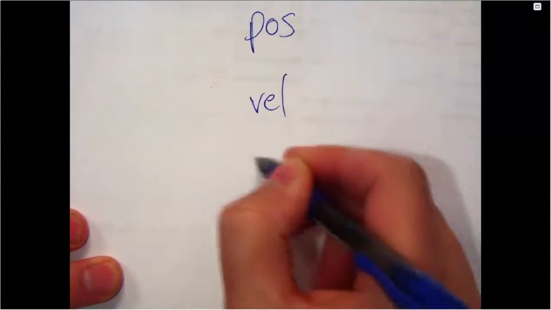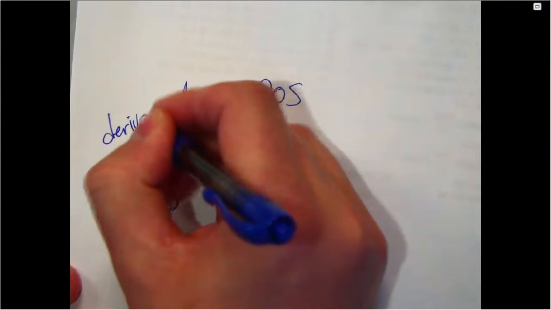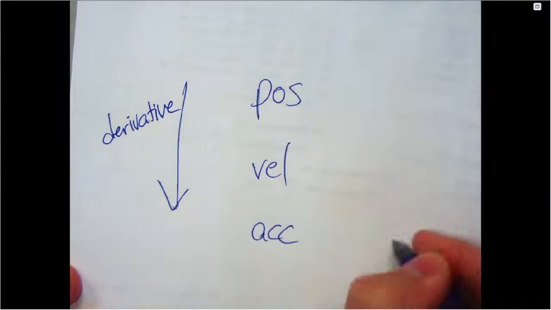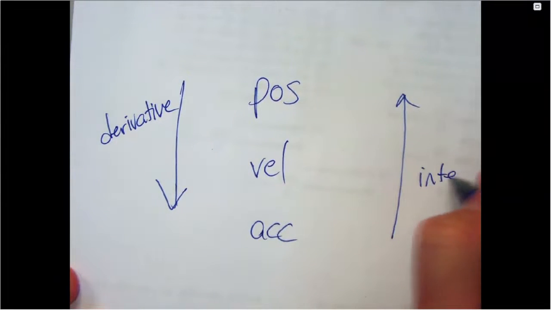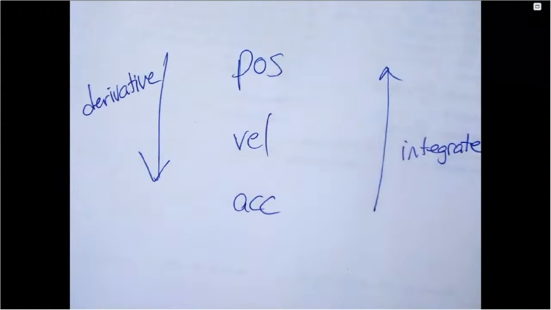Remember that if you have position, velocity, and acceleration, to go down this list, you take the derivative. To go up this list, you integrate. So what's the derivative of velocity? Acceleration. Yes. What's the integral of acceleration? Velocity. What's the derivative of acceleration?